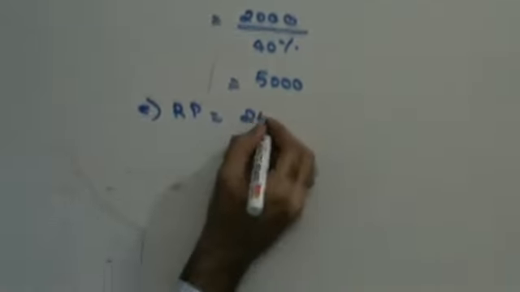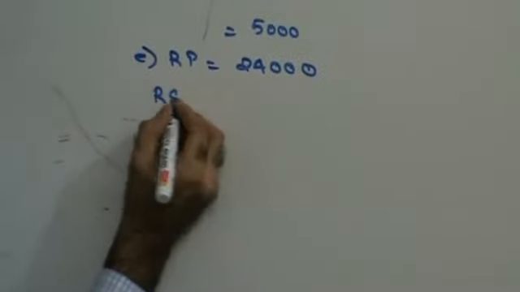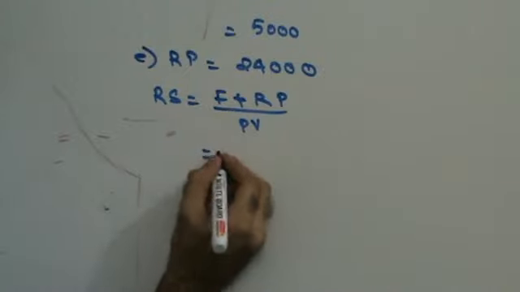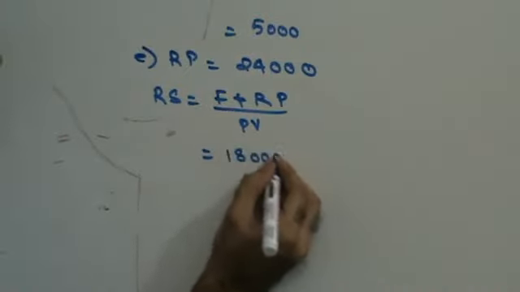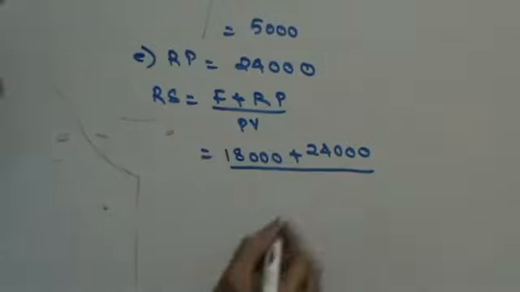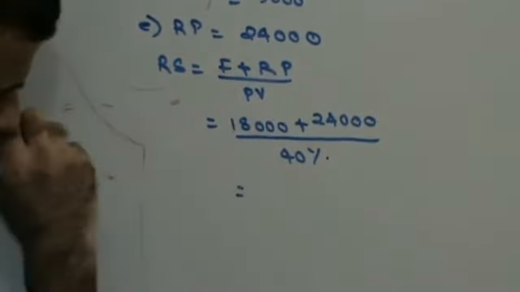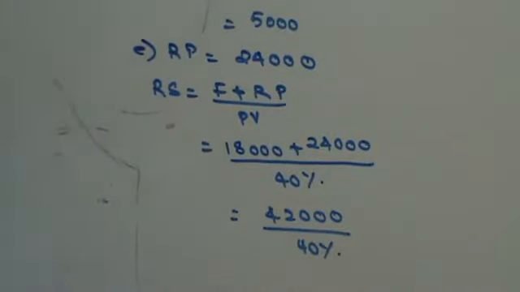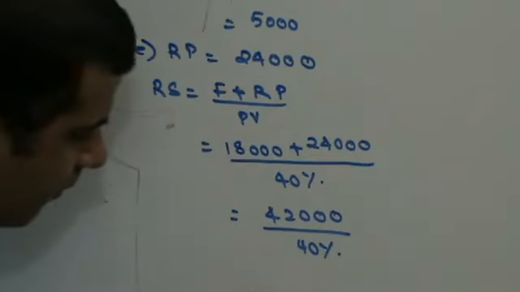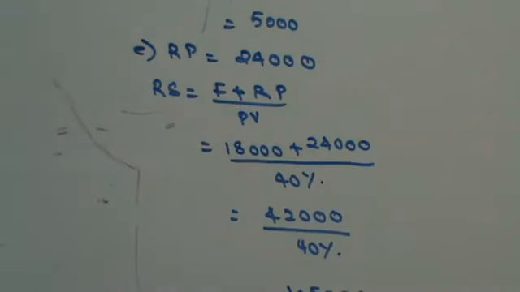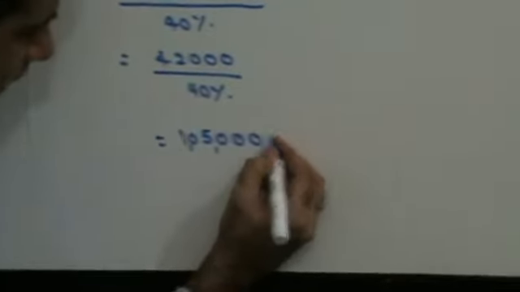Volume of sales required to earn a profit of 24,000. Required profit is given to you as 24,000. I can say required sales is F plus required profit upon PV. F is 18,000 plus required profit 24,000 upon PV. PV is 40%. 42,000 upon 40% is 1,05,000. Fine, did we get this thing clear? So, this is going to be the required sales in terms of rupees.